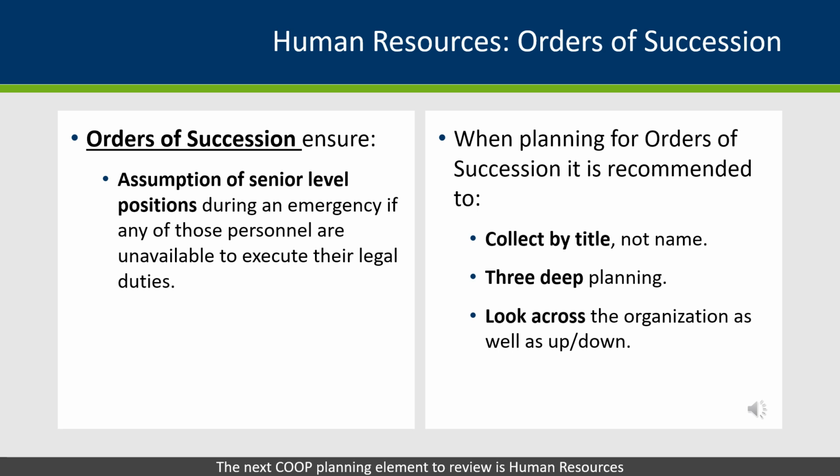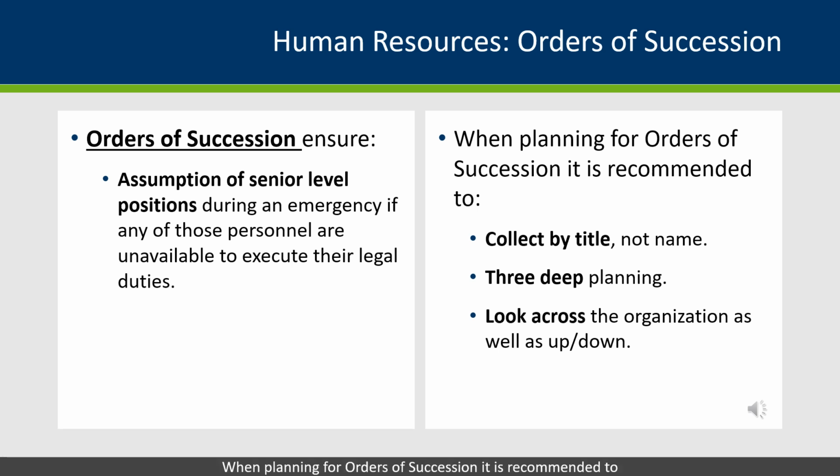The next COOP planning element to review is human resources, which includes determining orders of succession and delegation of authority to ensure availability of decision makers who have the approval to make operational and/or financial decisions in the event the primary leader is not available or incapacitated. Orders of succession ensures a plan is in place for the assumption of senior level positions during an emergency if any of those personnel are unavailable to execute their legal duties. An example would be a director, then an assistant director, and finally an associate director.